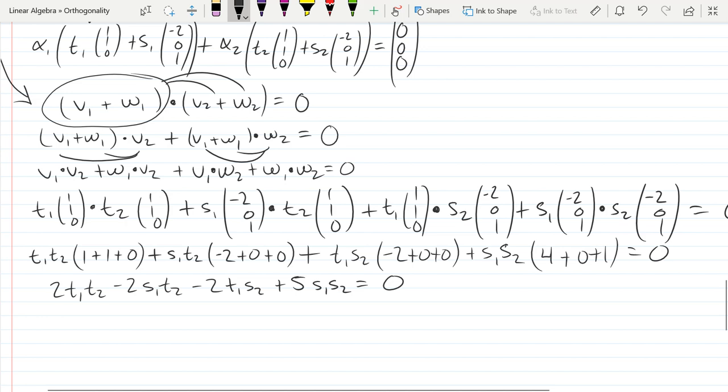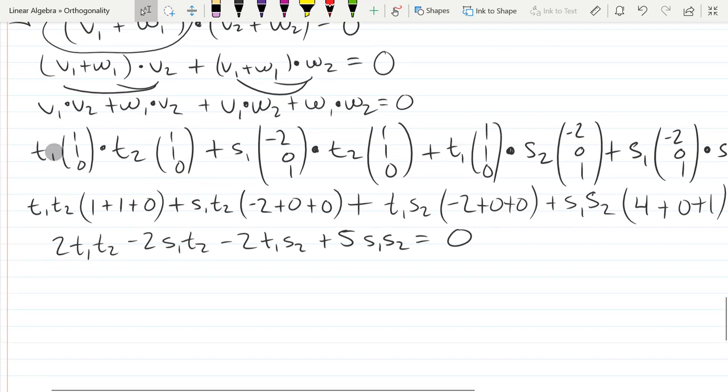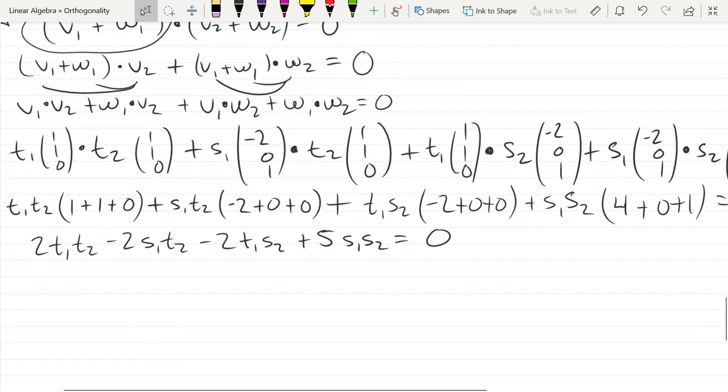So any algebra questions? So we got one equation. Is it linear? Yes.